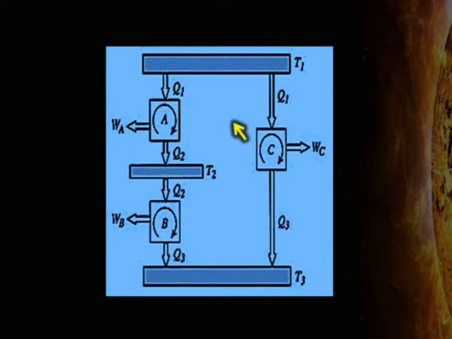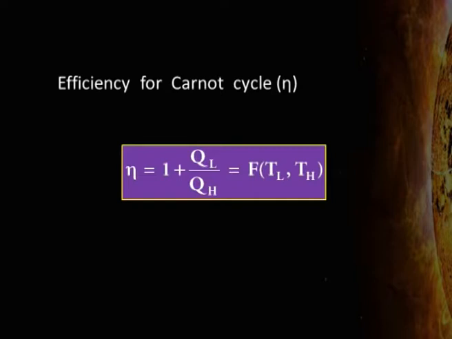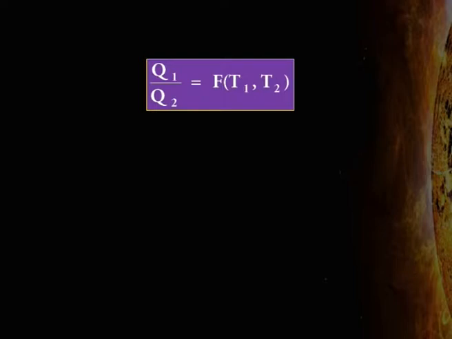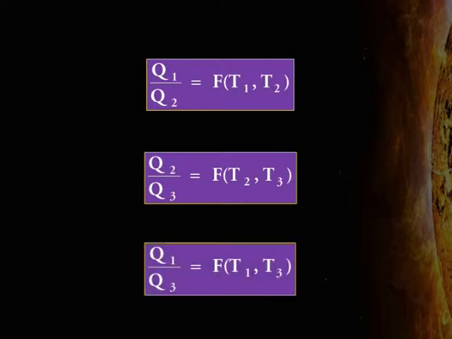Now you know that the efficiency of a Carnot cycle, represented by eta, is equal to 1 plus the heat at lower temperature divided by the heat at higher temperature, which is a function of the lower temperature and the higher temperature. Here the lower temperature is represented by TL and the higher temperature by TH. You can see that eta, that is efficiency, is only a function of temperature. Also you know that Q1 divided by Q2 will be a function of T1 and T2. Similarly, Q2 divided by Q3 will be a function of T2 and T3, and Q1 divided by Q3 will be a function of T1 and T3.